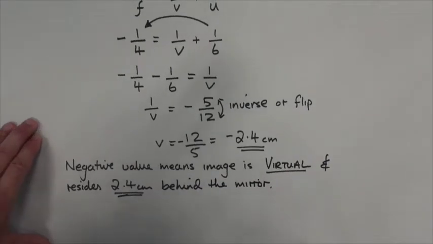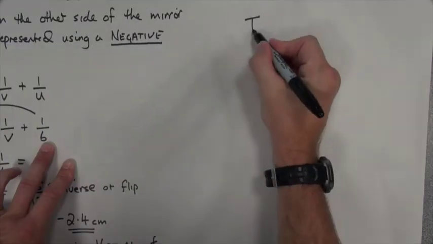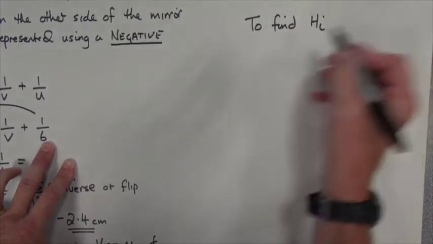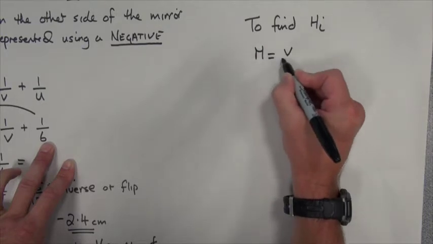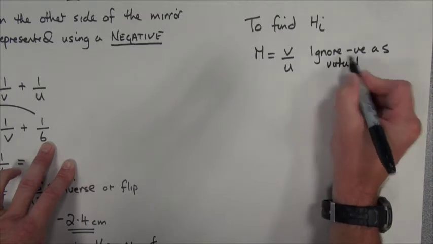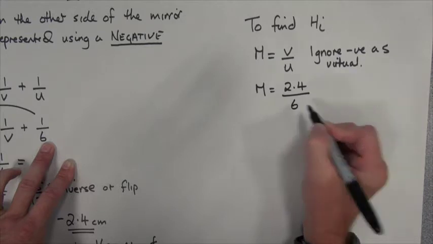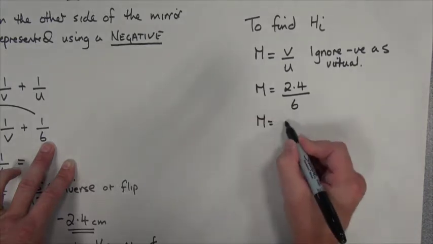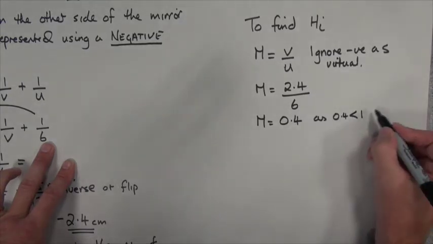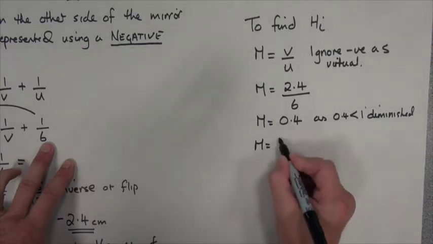Okay, alrighty. So now let's find the height of the image. In this case, we're going to use just one of the techniques, and that's using m equals v over u, and then using the hi and ho setup. Because it's negative, we don't have to worry because we're dealing with a scale factor. So v is 2.4, u is 6. So the scale factor is 0.4, which means that it's less than 1, and so our image is diminished, or a lot smaller than the object.